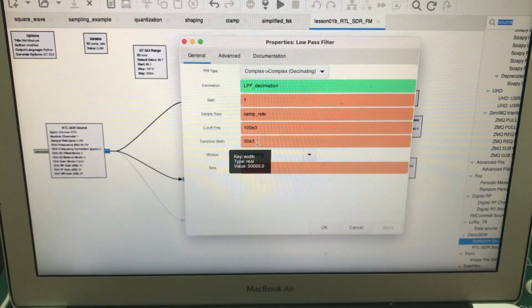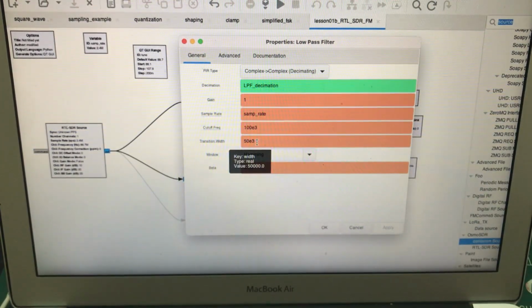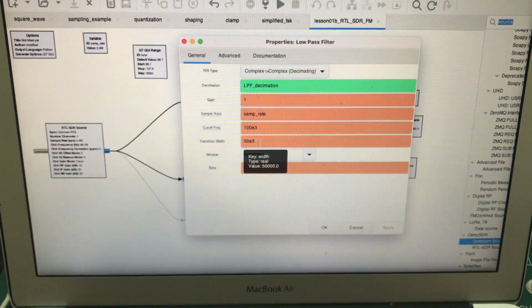Now transition bandwidth is this. I think I have made a video on filters. Transition bandwidth is how steep you want your filter to be. The lower this value is, the steeper your filter is going to be, and the bigger this value is, the wider the filter is going to be. You can make it as thin as possible, but it requires a lot of computation. So I've chosen this transition width to be around 50 kilohertz.